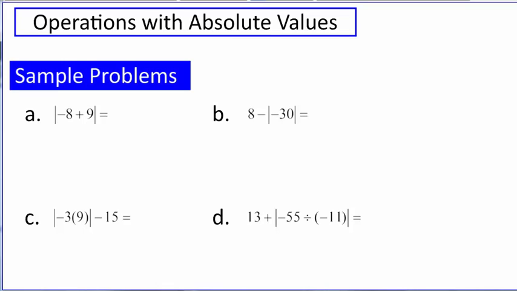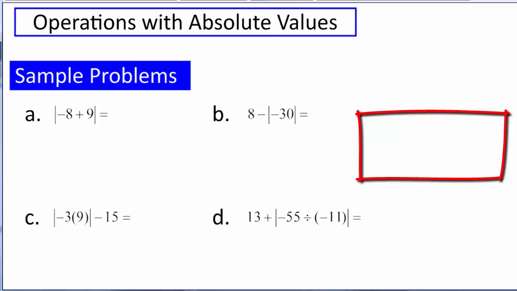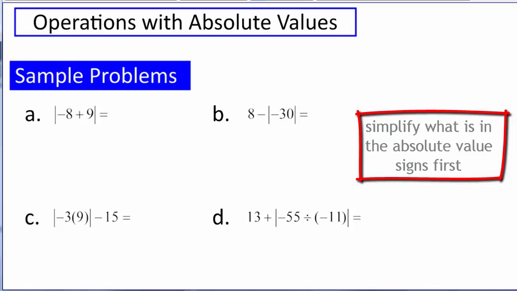You can also perform operations with absolute value signs here, and we're going to treat absolute value signs like grouping symbols, like parentheses, which we've seen in order of operations. So I'd want to perform the operations within the absolute value first, and then continue to simplify. So here, letter A, this problem is, what's the absolute value of negative 8 plus 9? Well, first I'm going to simplify what negative 8 plus 9 is. That's a positive 1. And then I want to find the absolute value of positive 1, which is just 1.